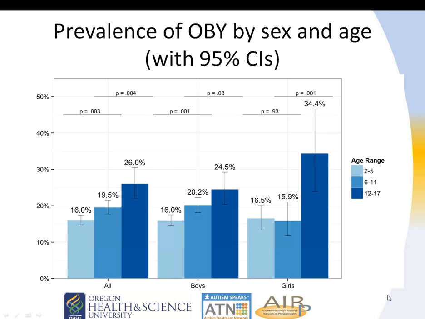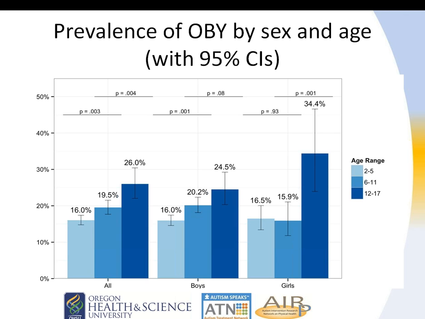There was a main effect of age, and you can see that really clearly on the far left cluster of bars. By 12 to 17 years of age, over 1 in 4 kids with autism were meeting criteria for obesity. It's important to note that this graph does not include the children who are overweight. These are children who are just meeting the BMI-for-age percentile criteria of greater than or equal to the 95th percentile. So this doesn't include the kids who are between the 85th and 95th, which is what classifies them as overweight.